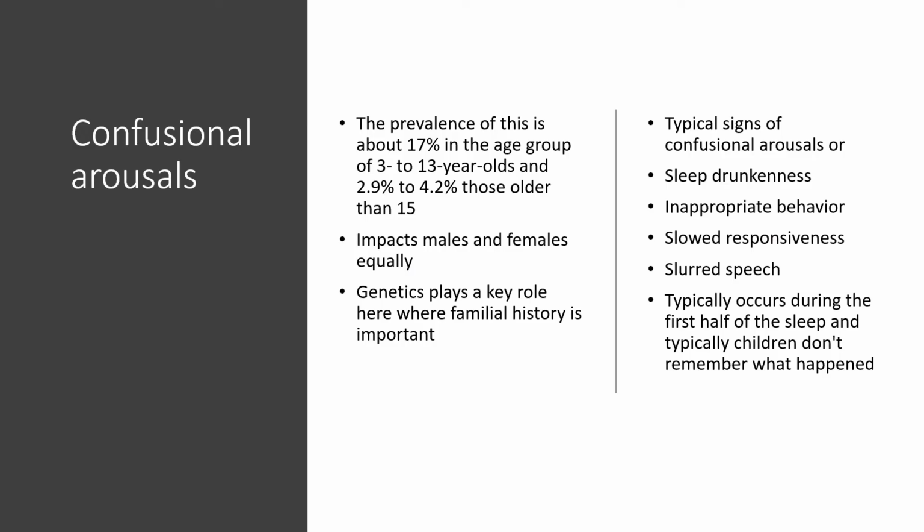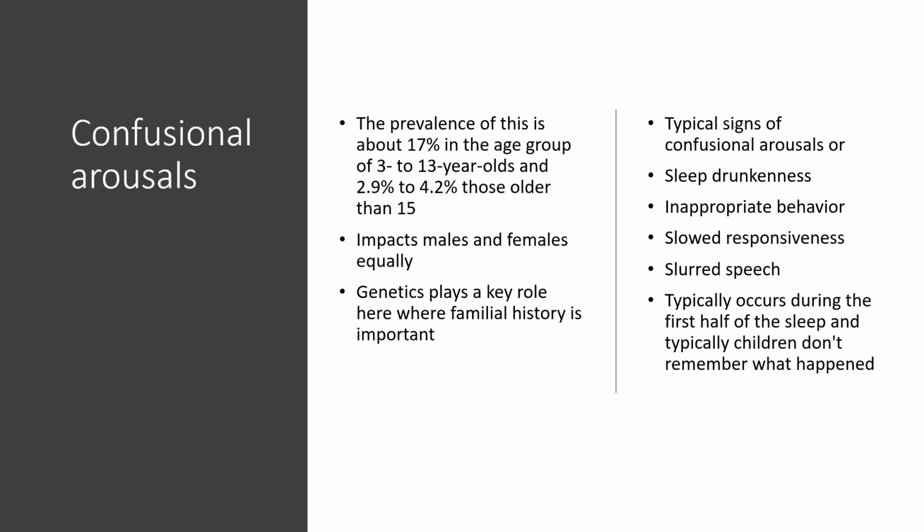The prevalence of this disorder is around 17% in the age group of 3 to 13-year-olds, and about 3 to 4% in older adults greater than 15 years of age. It equally occurs in males and females. Genetics plays a key role in this. If one of your parents or both of your parents have a history of this, there's a good likelihood that you might have it.